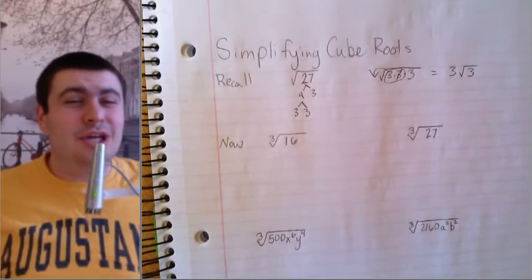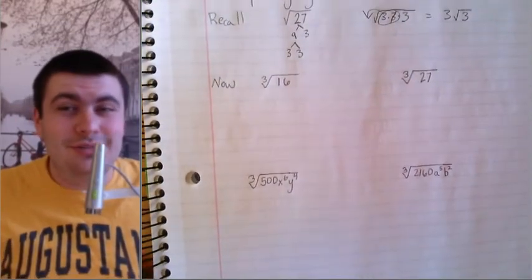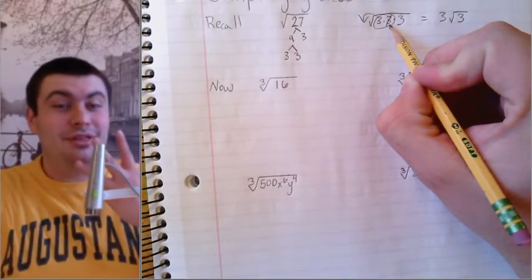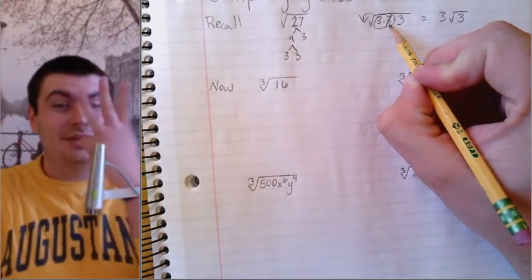Now we're going to be looking at cube roots. If we look at cube roots, instead of looking in groups of 2, we're going to look in groups of 3.